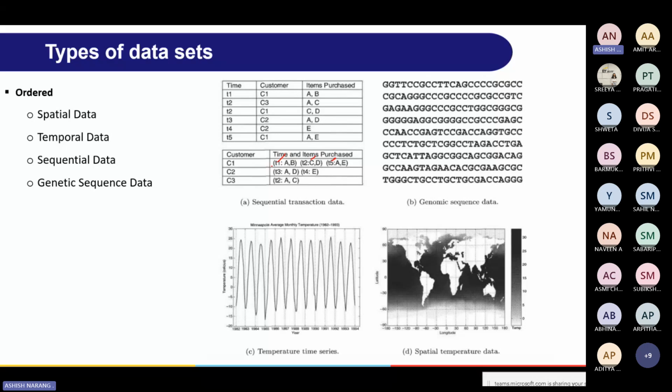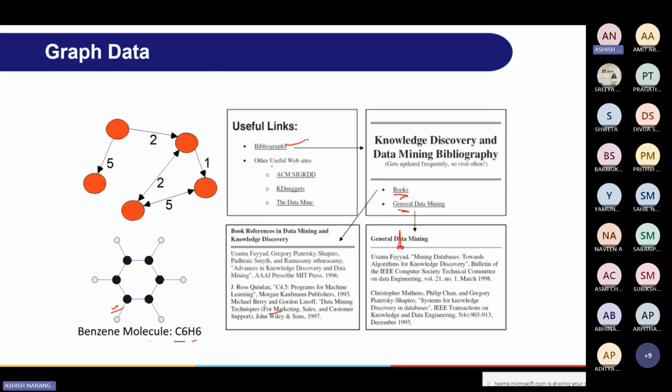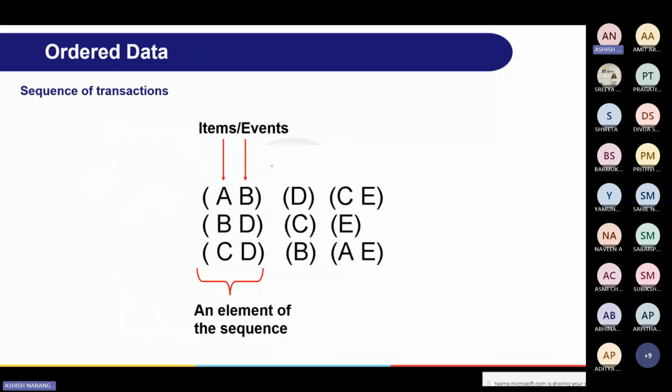Customer 1 has made 3 transactions. These are the buying pattern. Customer 2 has done this. Customer 3 has done this. Now I want to figure out what is the sequence pattern of buying of these customers.